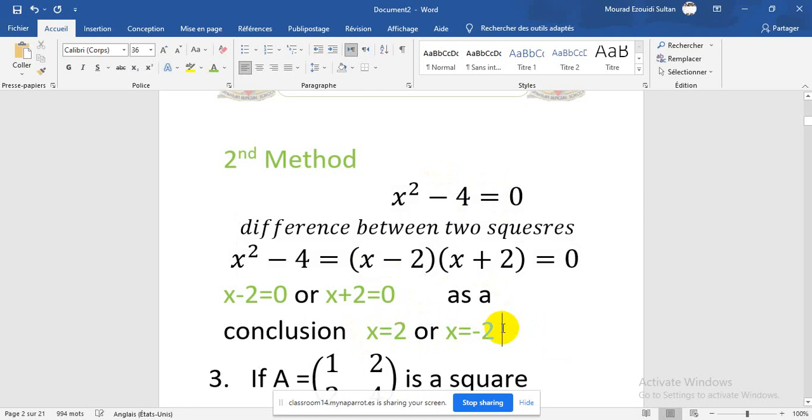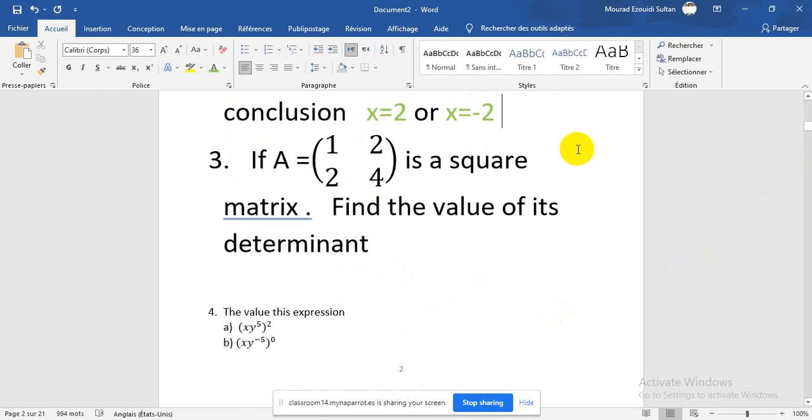You can also find the roots using the quadratic formula or just using factorization. But here we suppose the other methods, by factorization we will find the solution of the equation, or by the method of completing the square. Now we move to question number 2.